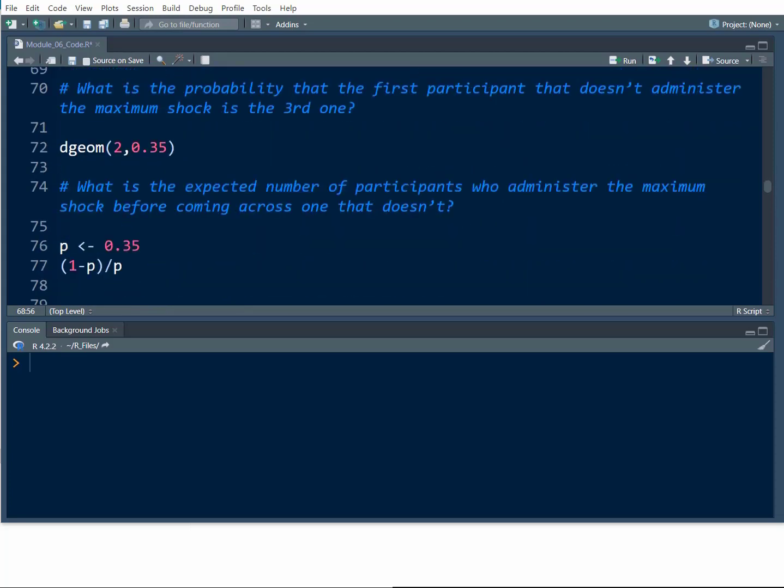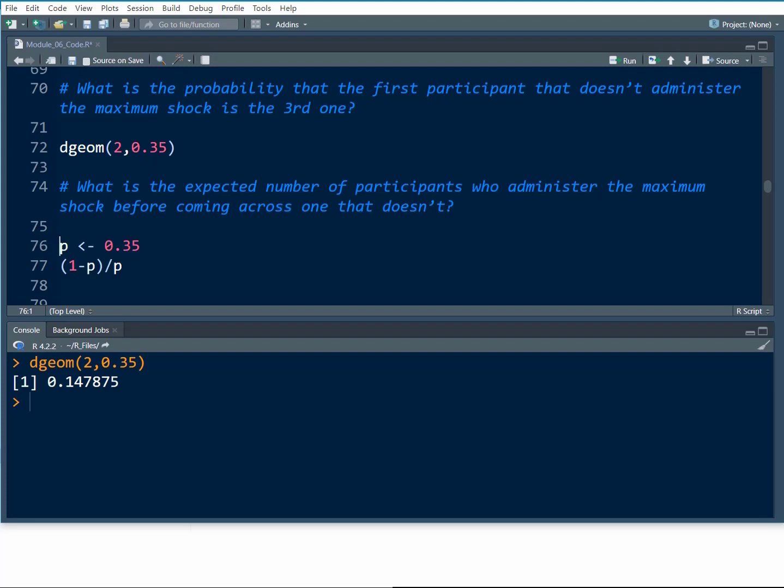What is the probability that the first participant that doesn't administer the maximum shock is the third one? Remember, the geometric random variable counts the number of failures before a success occurs, so we are looking for the probability that there are 2 failures before a success on the third trial. We use the command dgeom(2, 0.35). We find the probability to be 0.1479.